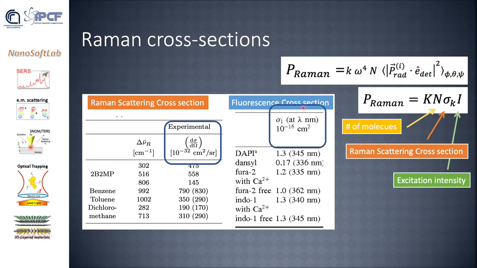This has to be compared to the fluorescence cross-section, which, as you see here, is of the order of 10 to the minus 16 centimeters squared for some typical fluorophores. So there are 14 orders of magnitude of difference, and this makes it impossible to see individual molecules by Raman scattering, while it's common practice to observe the fluorescence of single molecules nowadays.